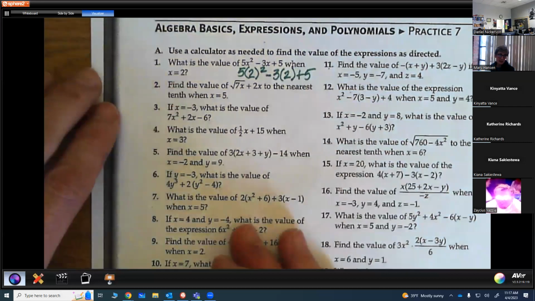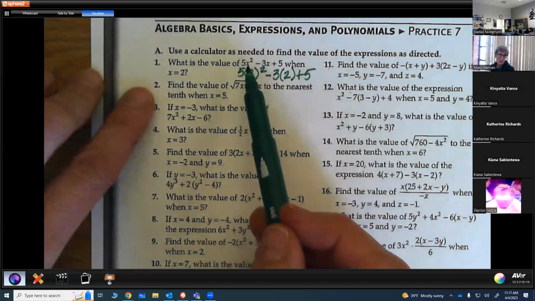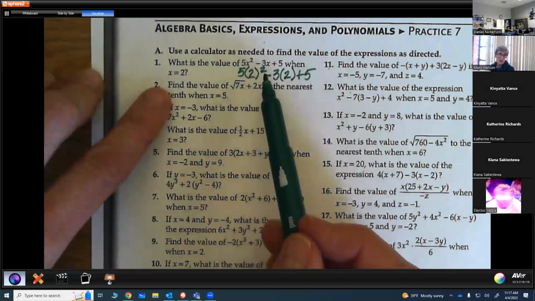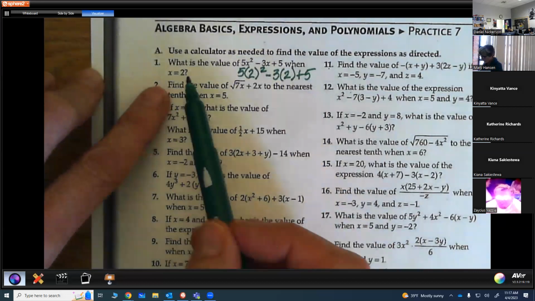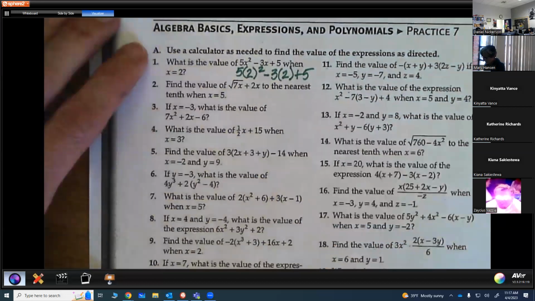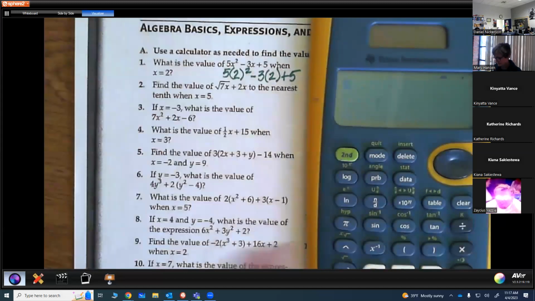So all I've done is rewritten the expression, and I've taken out the X's and put in the 2. The reason I can do that is because X is equal to 2. And so once I've written that out... I got a question. Yeah.